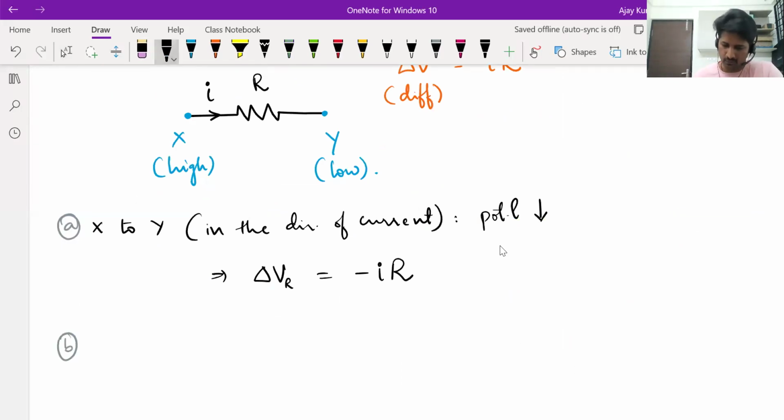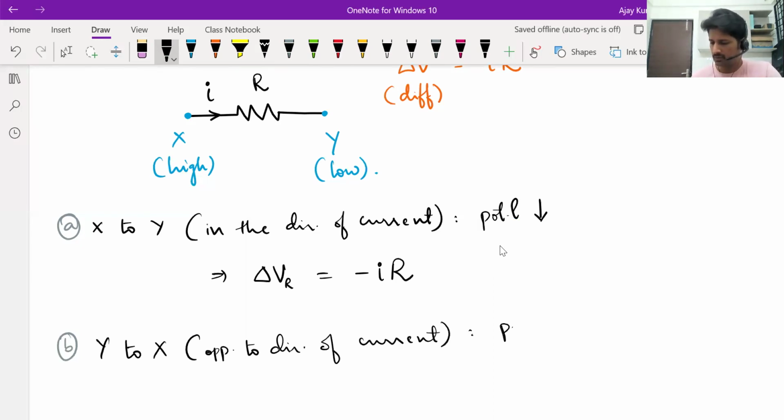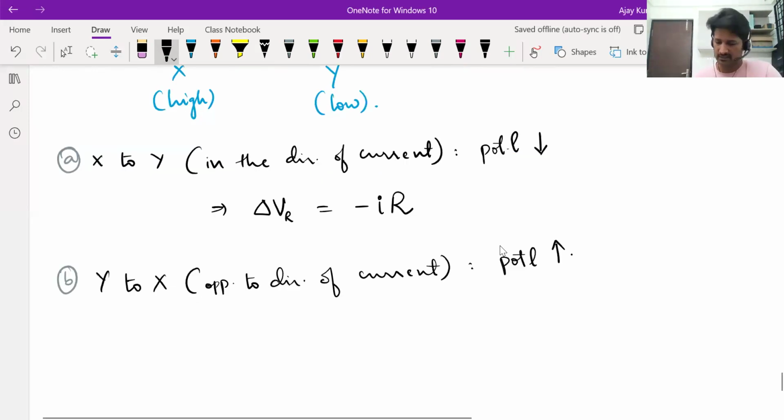If you are going from Y to X, that is opposite to the direction of current. You're going opposite to direction of current means potential increases, because current flows from high to low. You're going in the opposite direction, means you are going from low to high. Potential increases. Then you will write potential change across the resistor as plus IR.